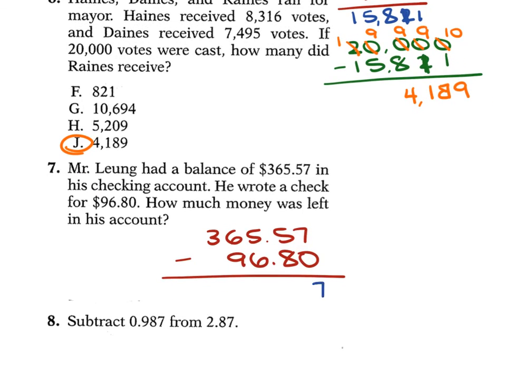7 minus 0 is 7. The 5 has to become a 15, making the next 5 a 4. Can't take 6 from 4, so that becomes a 14, making the 6 a 5. Can't take 9 from 5, so that becomes a 15, making the 3 a 2. So we have 15 minus 8, which gives us 7. Put the decimal point down. 14 minus 6 gives us 8. 15 minus 9 is 6, and 2 minus 0 is 2. So that's $268.77.